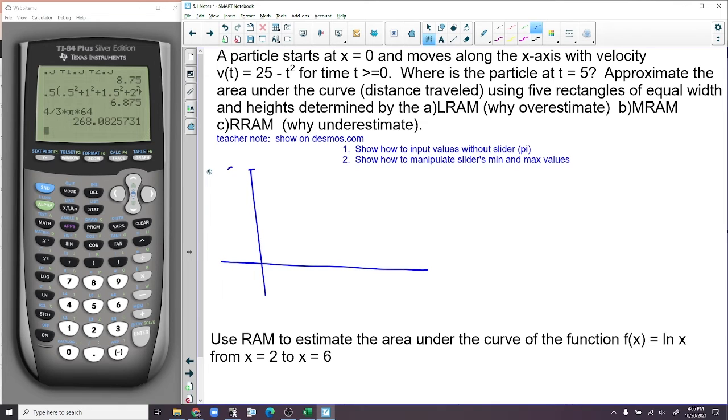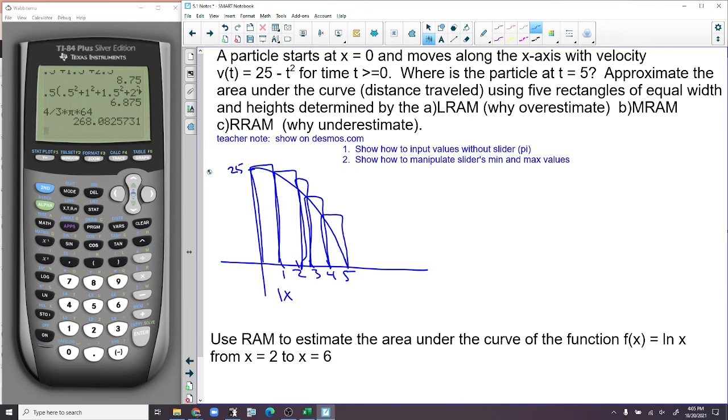So here's 25, 1, 2, 3, 4, 5, and there's the 0. Now let's do LRAM. 1, 2, 3, 4, 5, like that. 1, 2, 3, 4, 5. Each of them has a width of 1, because we're going from 0 to 5 using 5 rectangles.